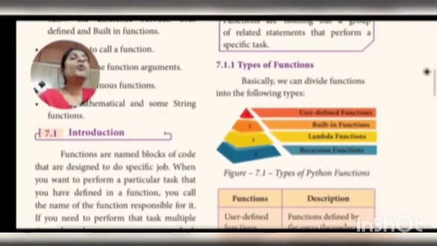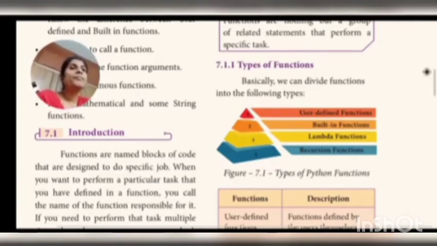We have these 4 types of functions. They are user-defined functions, built-in functions, Lambda functions and recursion functions. We are going to see them one by one. First one, user-defined function means functions created by user. That is, when you create a function, you are the user, and when I create a function, then I'll be the user. That is, functions created by us are called user-defined functions.